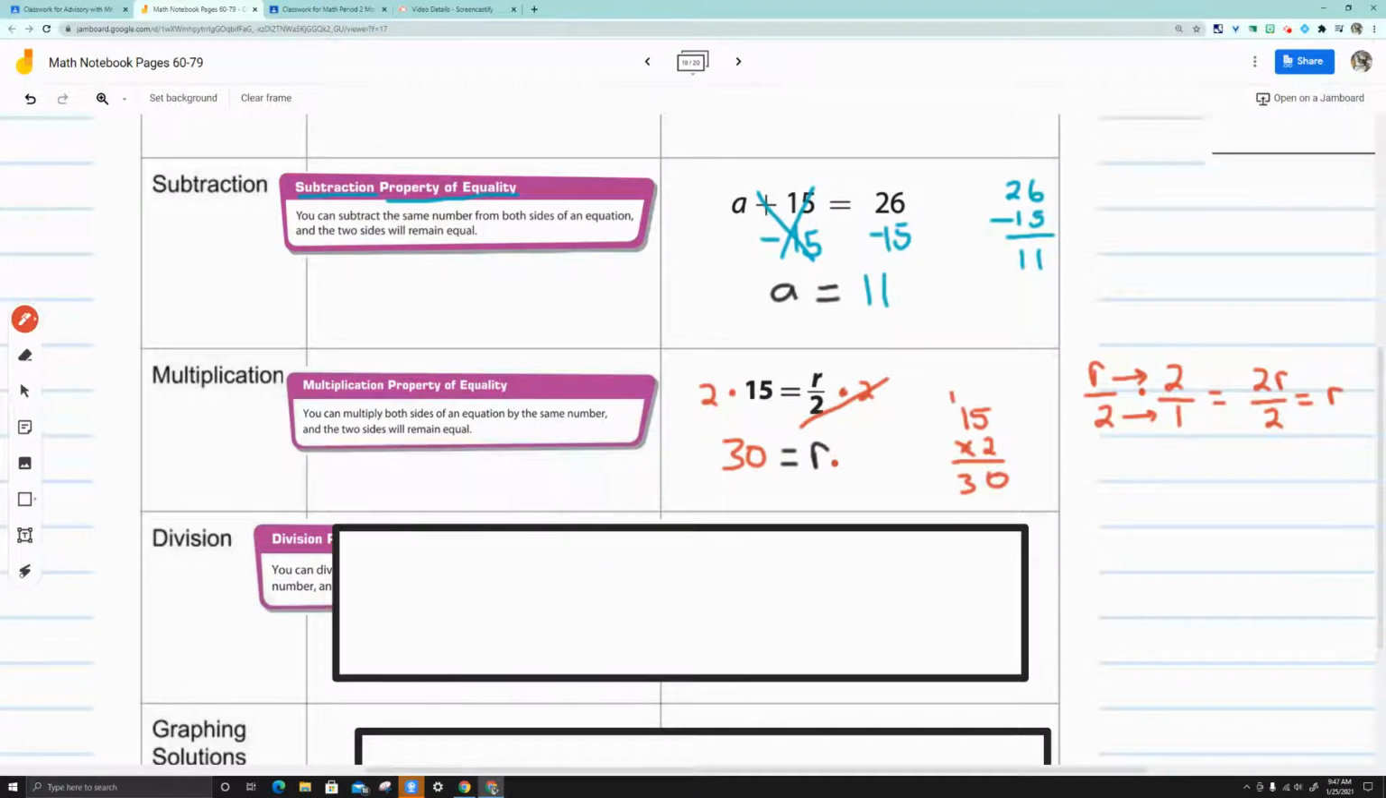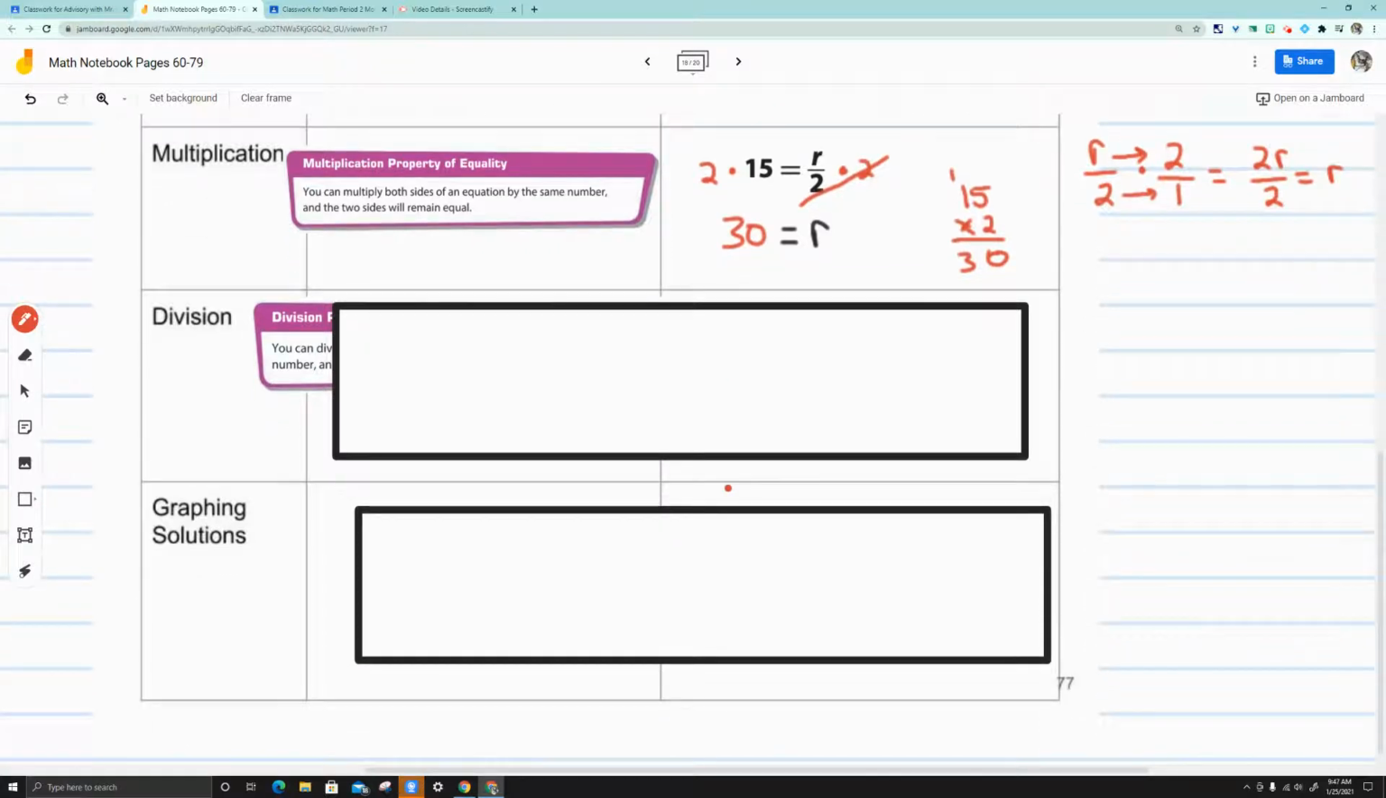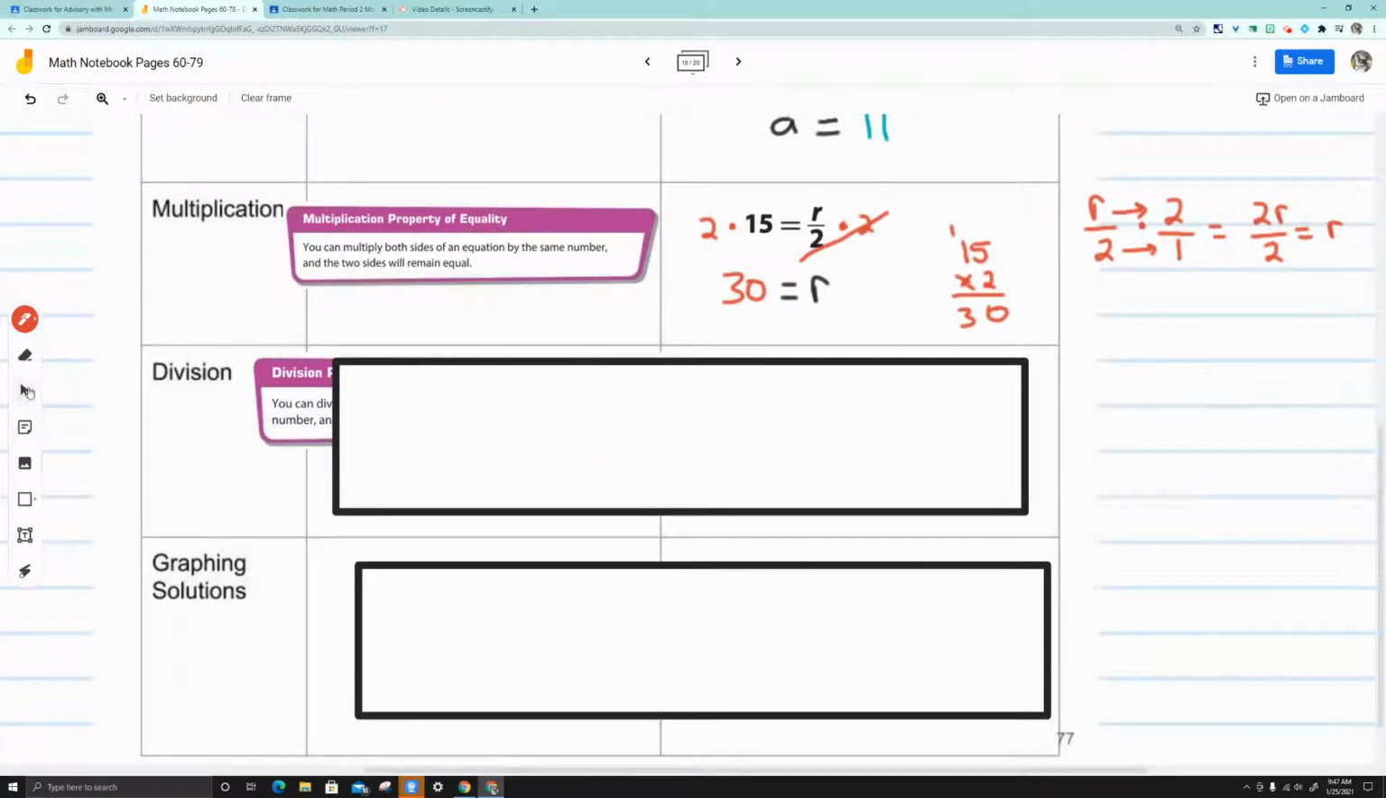If I went quickly there, remember, you can pause this and go back. We'll be practicing this type of solution finding using multiplication quite a bit, solving for these equations. So let's take a look at the next one, division.